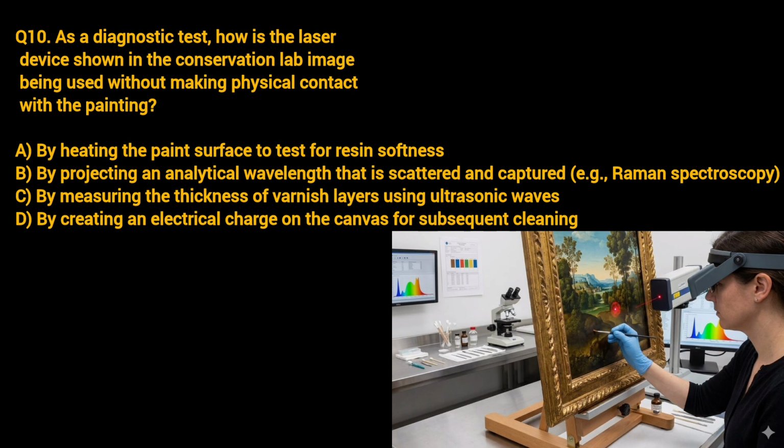As a diagnostic test, how is the laser device shown in the conservation lab image being used without making physical contact with the painting? A. By heating the paint surface to test for resin softness. B. By projecting an analytical wavelength that is scattered and captured, e.g., Raman spectroscopy. C. By measuring the thickness of varnish layers using ultrasonic waves. D. By creating an electrical charge on the canvas for subsequent cleaning.